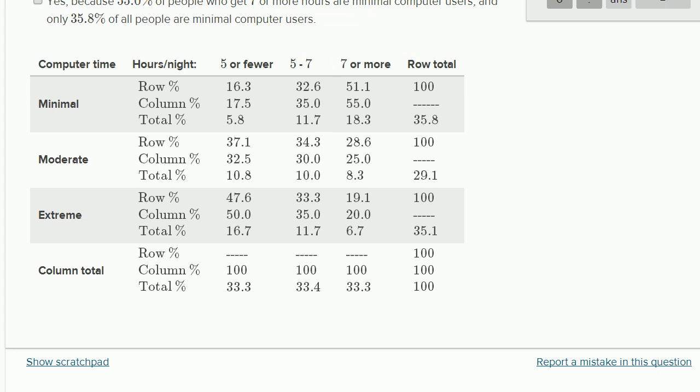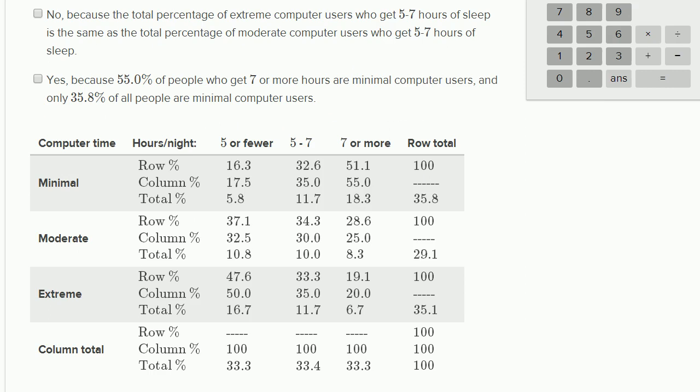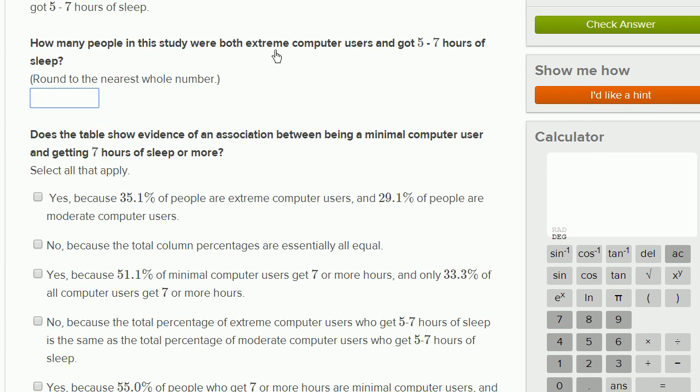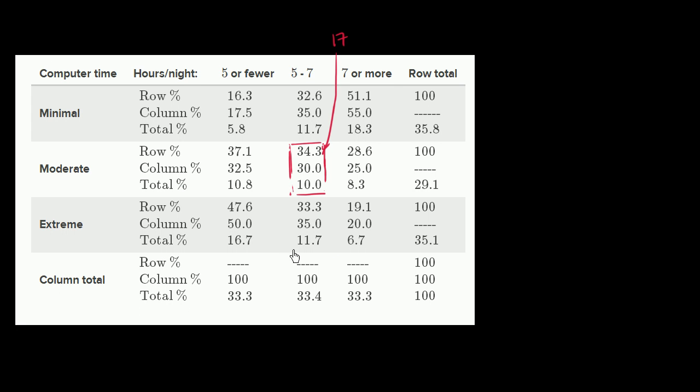Now what are they asking us? They're saying, how many people in the study were both extreme computer users and got 5 to 7 hours of sleep, rounded to the nearest whole number? So extreme and got 5 to 7. So they're saying how many people are in this bucket right over here.